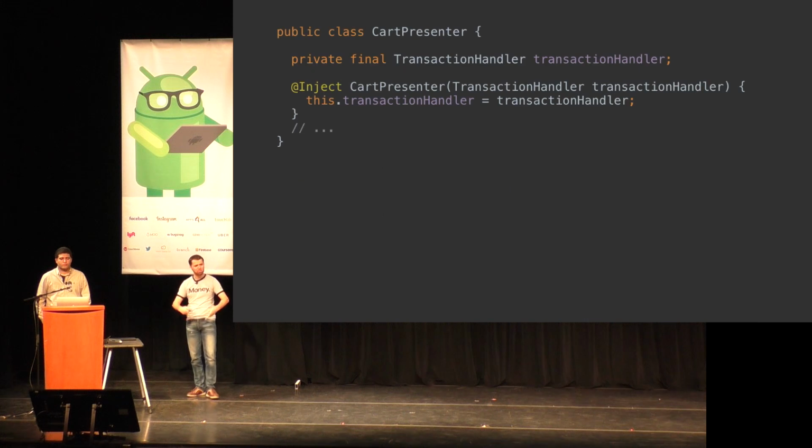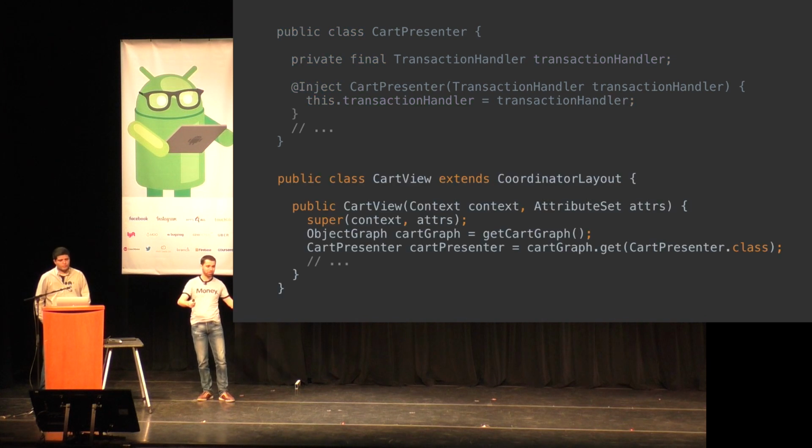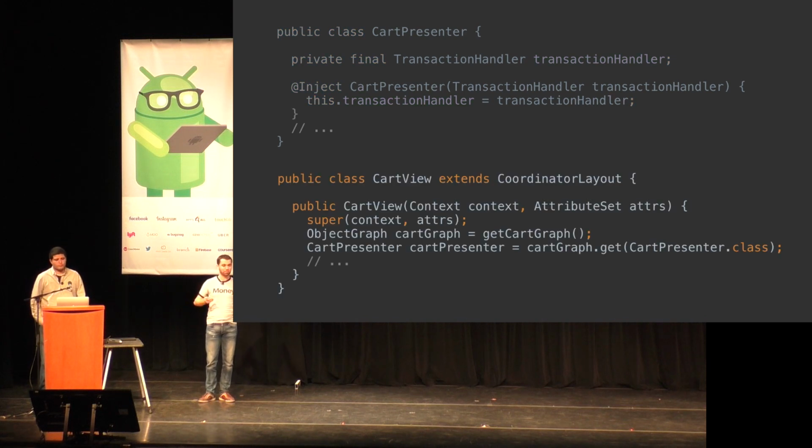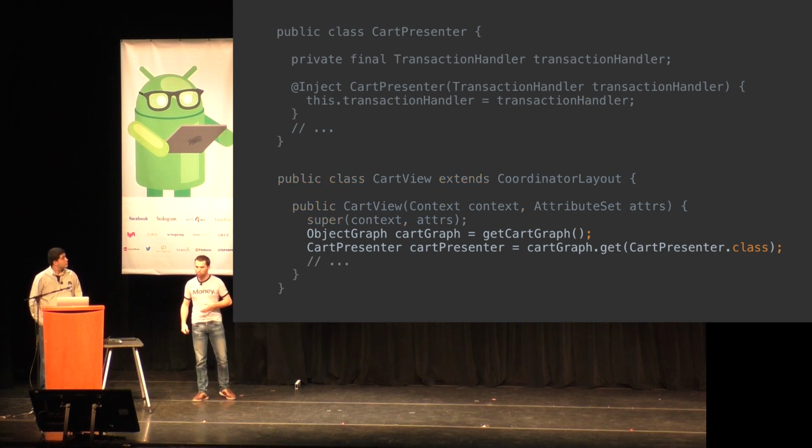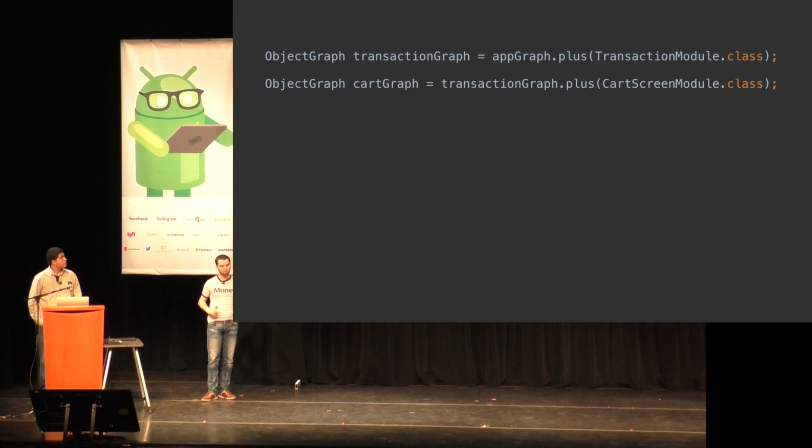Cool. Now we have a card presenter because again, we do payments and we add a bunch of stuff to a card and then we pay for that card, right? And so that card presenter also needs a transaction handler. Now the thing is that we have a card view and the card view is in the transaction flow, but it's like a view in there somewhere. And so we have a card graph that extends the transaction graph and the card presenter lives in the card graph, and the view needs the card presenter, right? So it's kind of the same thing, but in a different graph. So to sum up, we have transaction graph that extends the app graph, and we have card graph that extends the transaction graph.